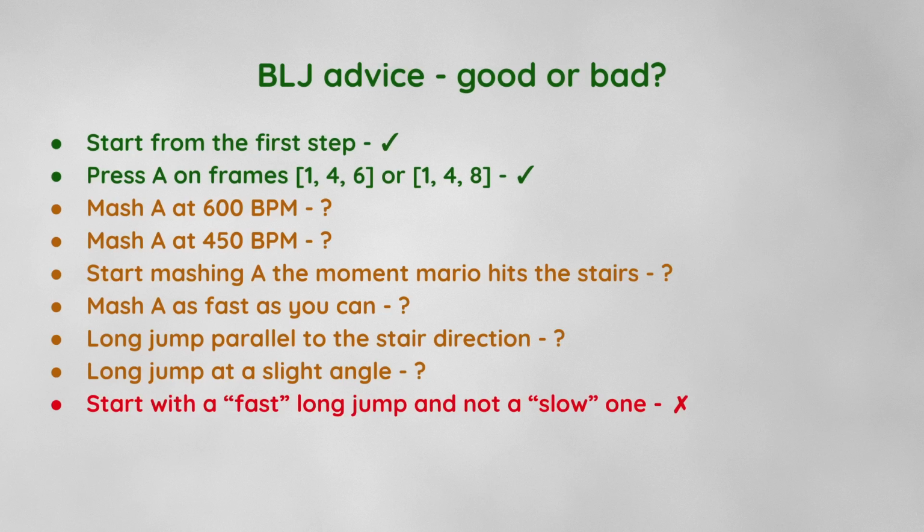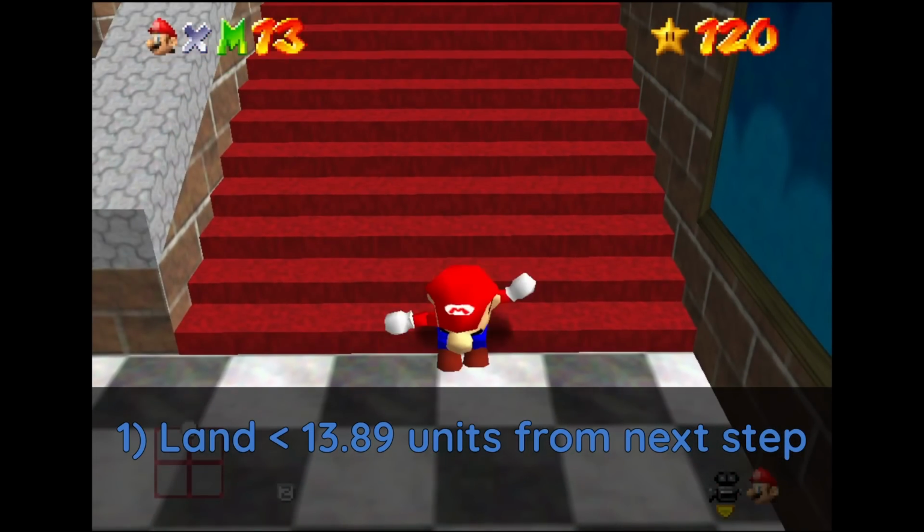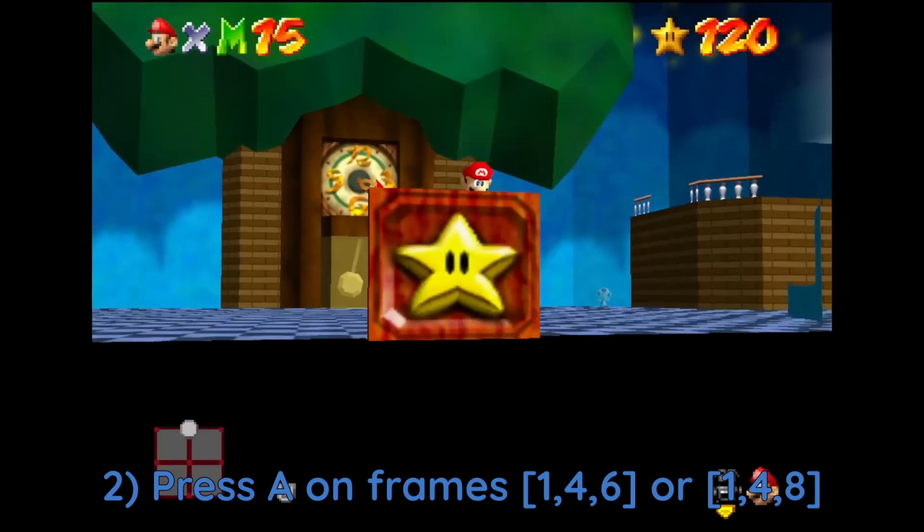And we have a very simple 2-part recipe to get consistent BLJs. Number 1, land less than 13.89 units from the next step. And 2, press A on frames 1-4-6 or 1-4-8.